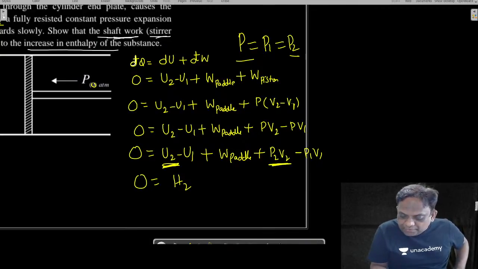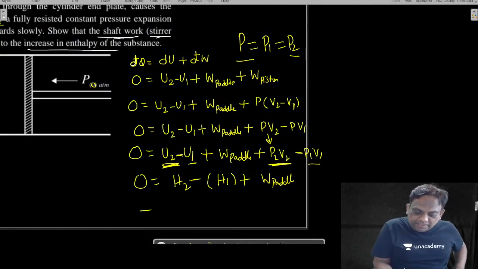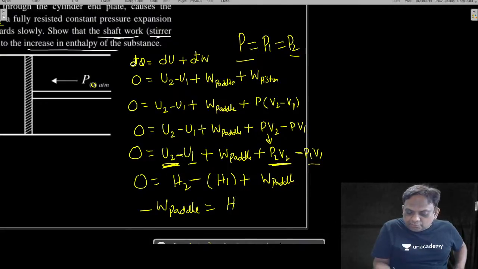U2 plus P2 V2 minus, common ले लेना, U1 plus P1 V1, which is H1, plus W paddle. So U2 plus P2 V2 is H2 minus H1 plus W paddle. Okay. So ये minus paddle को इधर ले लेना. I'll take minus W paddle. That is equal to H2 minus H1.